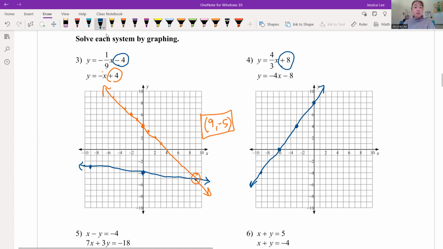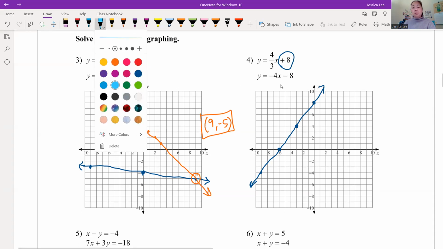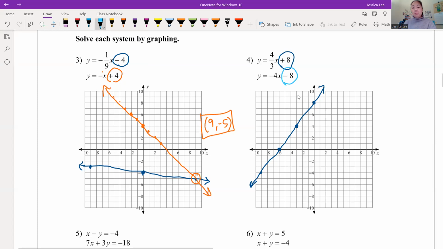Okay, and then let's try this light blue. All right, sky blue maybe. So this is at -8. So we're going to go all the way down to -8 on the y-axis. And then I remember our slope is -4, so we know it's going to go down, decreasing.